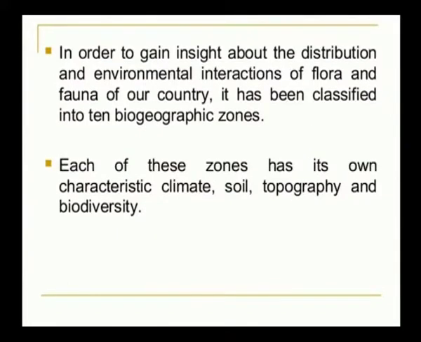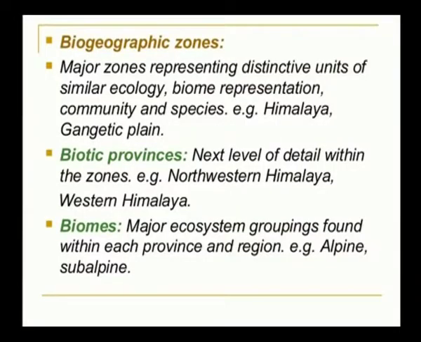In order to gain insight about the distribution and environmental interactions of flora and fauna of our country, it has been classified into 10 biogeographic zones. Each of these zones has its own characteristic climate, soil, topography, and biodiversity. So, if you look at the different biogeographic zones, they are representing distinctive units of similar ecology, biome representation, community as well as species. For example, you have Himalaya, then you have the Gangetic Plains.